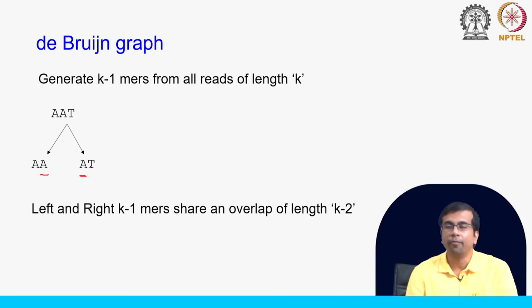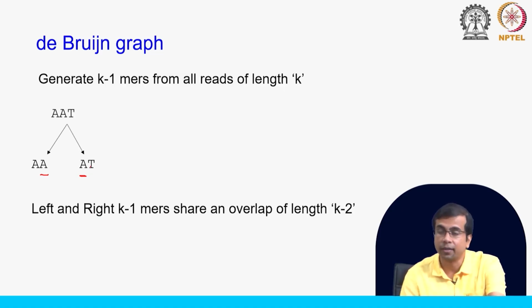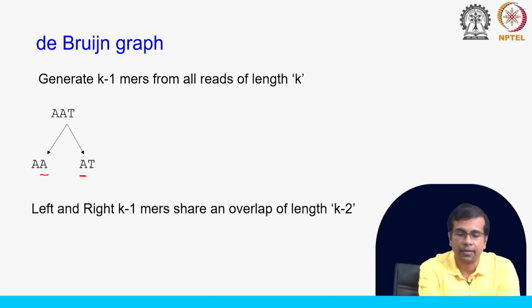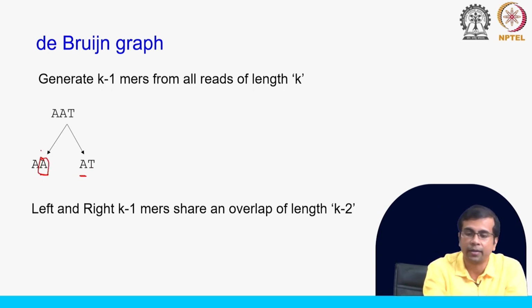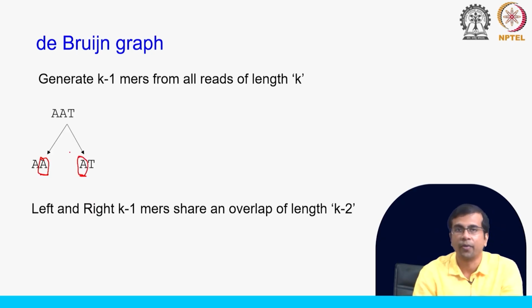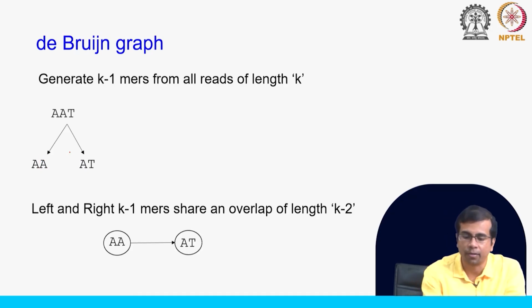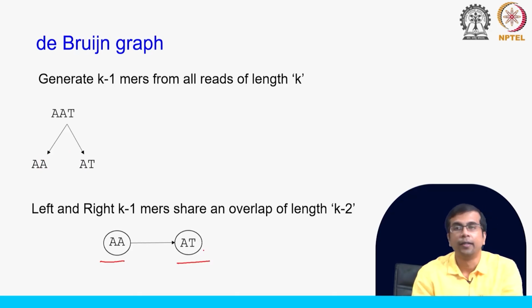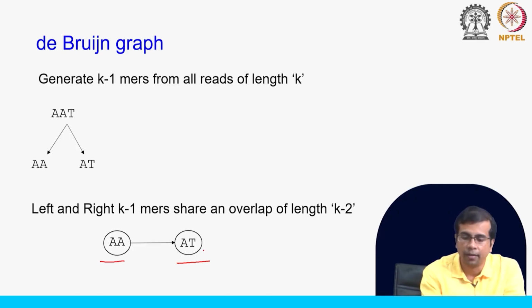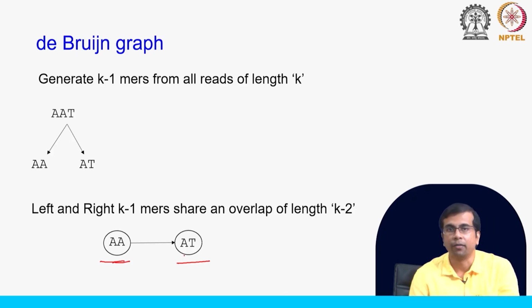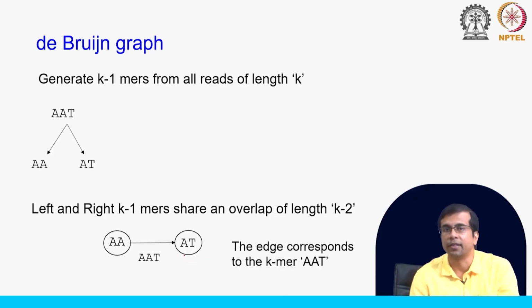Now that we know the overlap is k minus 2, we can build this graph. How do you build it? These two (k-1)-mers share this overlap, and the suffix of this (k-1)-mer overlaps with the prefix of this one. With that idea, we can build the overlap graph, and this is how it would look. This is the left one and this is the right one. The arrow direction is from the left to the right, because of the nature of the overlap: the suffix of the left overlaps with the prefix of the right (k-1)-mer. This overlap is of length k minus 2, in this case 1.